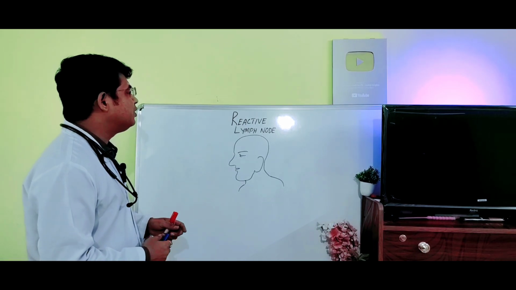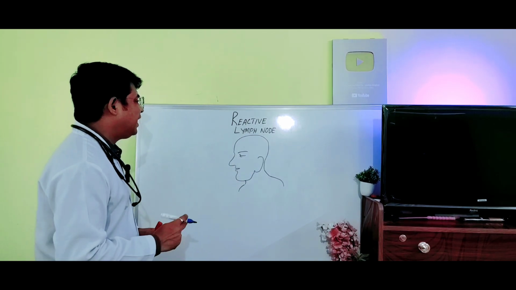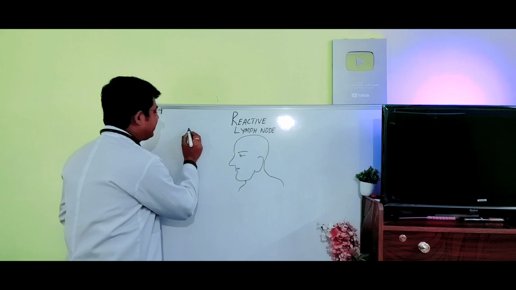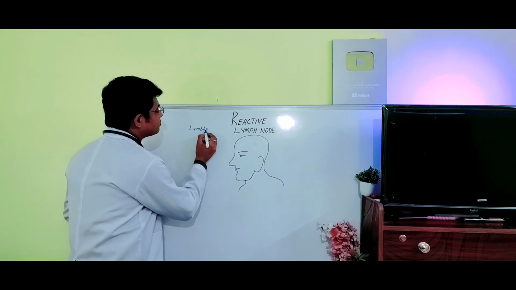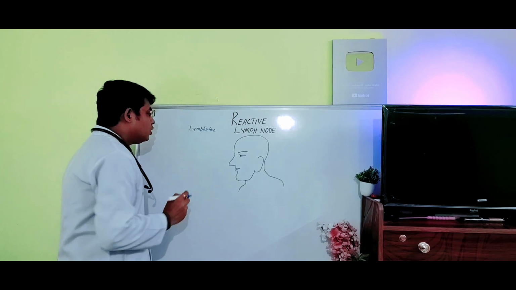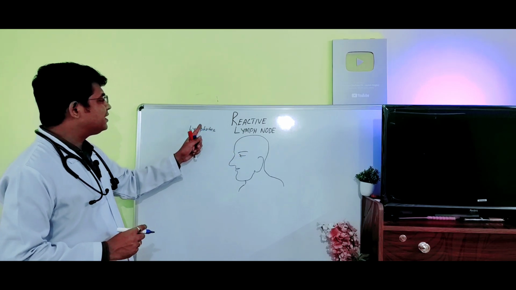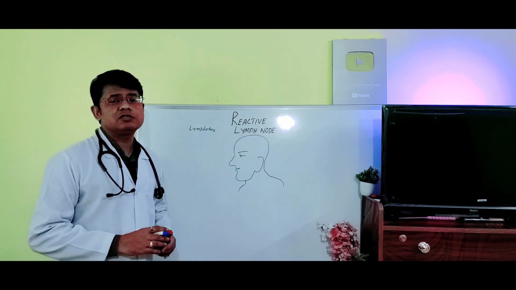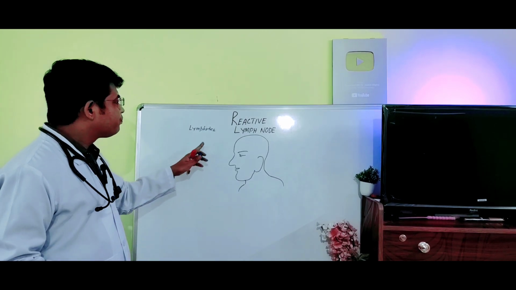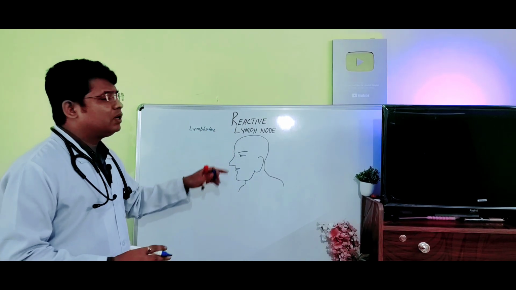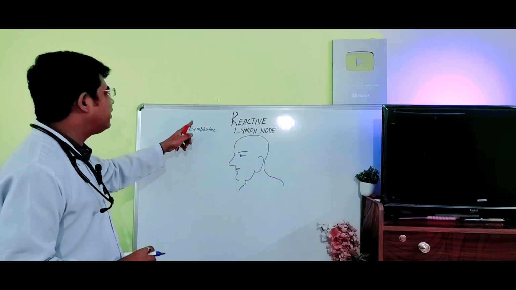In the lympho-reticular system, there is one component that is known as lymph node, and there is another component, that is lymphatics. So the lympho-reticular system is comprised of lymph nodes and lymphatics. Lymphatics are also known as lymphatic vessels.